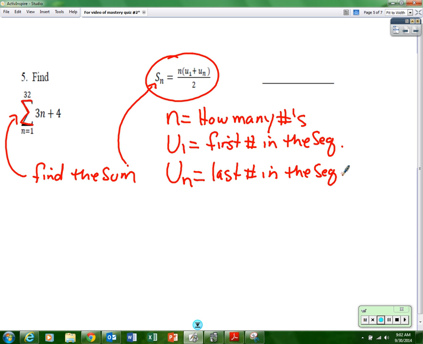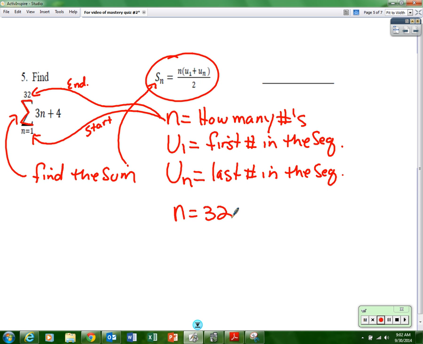All right, so n. N is the how many. Well, if you look over here, it starts with 1, and then it goes to 32. So how many numbers are in that sequence? From 1 to 32, there are 32 numbers in the sequence.